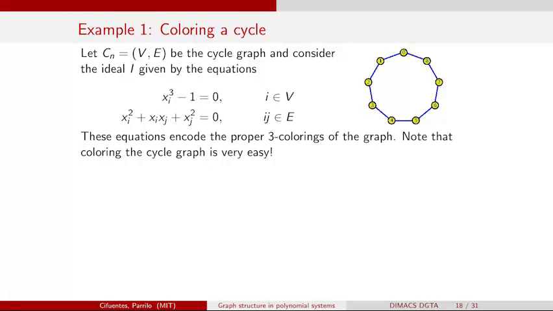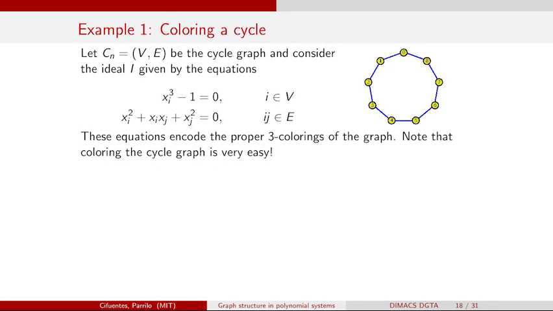But let me, for instance, look at the three colorings of this graph. So I have the graph with 9 vertices in there, and I'm going to look at the set of all possible three colorings of the graph. It's kind of nice that there's a very nice formulation of all the three colorings of my graph in terms of a system of polynomial equations.